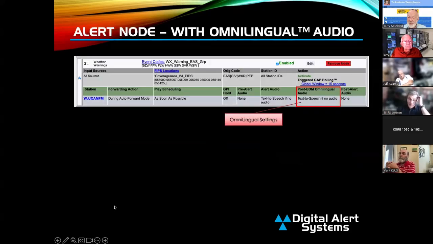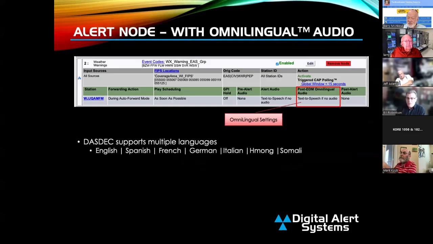So one thing that we also have is if you have a DAS with omnilingual, omnilingual supports multiple languages. So I'm showing here a different alert node example, and this device has omnilingual turned on. And you're going, okay, Bill, what is omnilingual? Omnilingual is another thing that we have to be able to extend languages. So if you notice here on the output filter section, what do you want this to do? There's no pre-alert audio. The alert audio, again, that payload element is text to speech if no audio, but we also have a post EOM omnilingual.